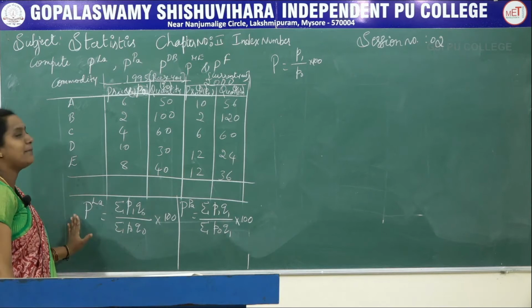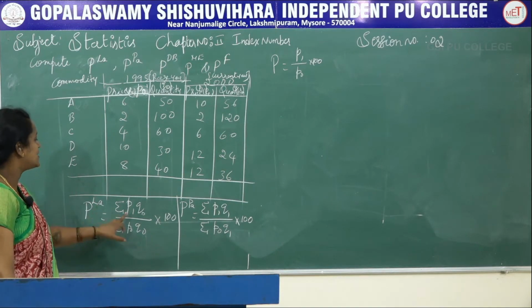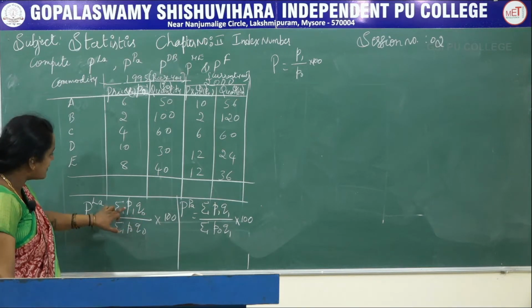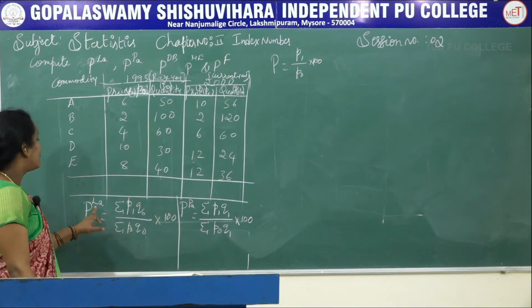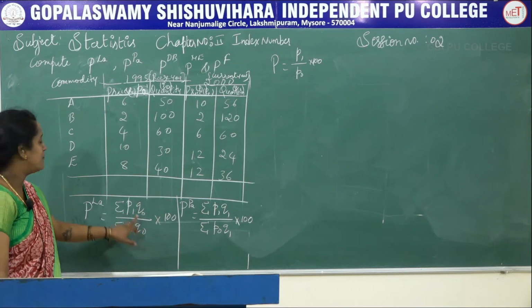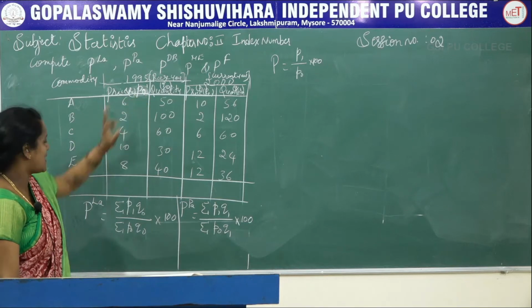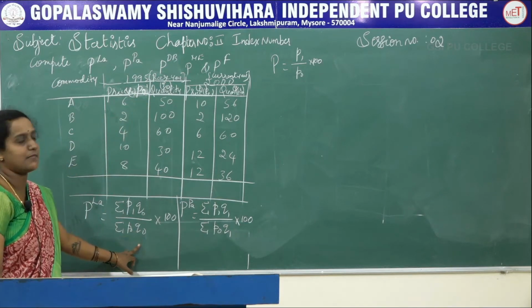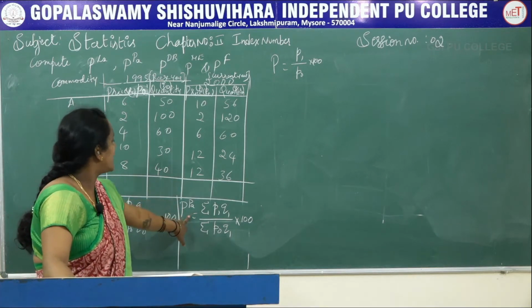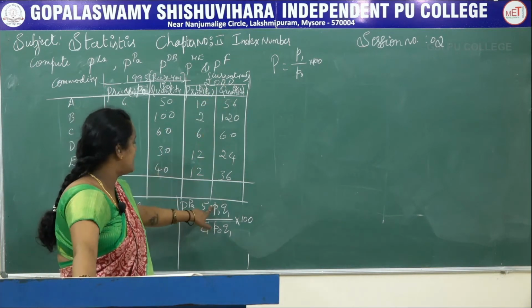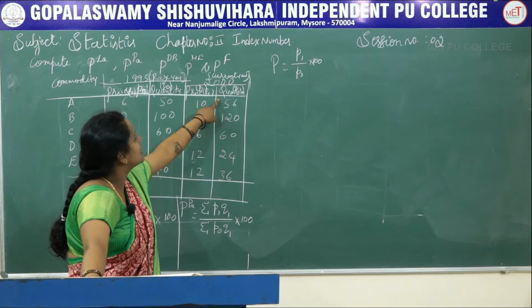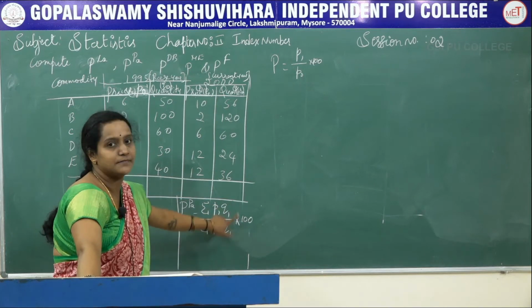See, the price index of Laspeyres is P1 Q0 over P0 Q0. It is in the form of P1 divided by P0 only. For Laspeyres, we will consider the base year quantities, along with that percentage. In Paasche's, again we are using the same pattern of P1 by P0, but here we will consider the current year quantity, that is Q1.